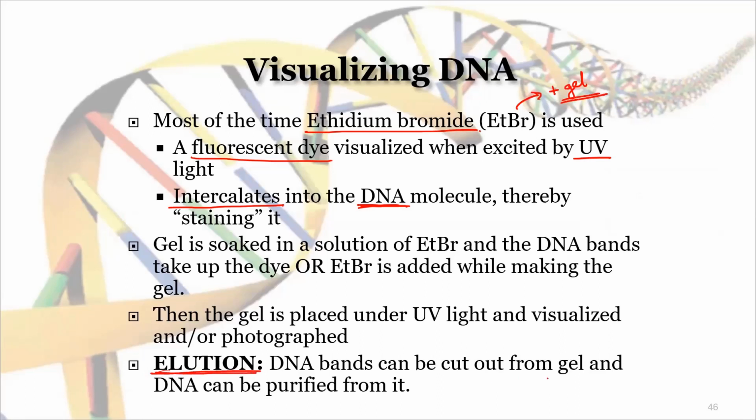DNA bands can be cut out from the gel and DNA can be purified from it. That is called a gel elution technique, by which you can obtain your specific gene of interest from the gel after its separation.